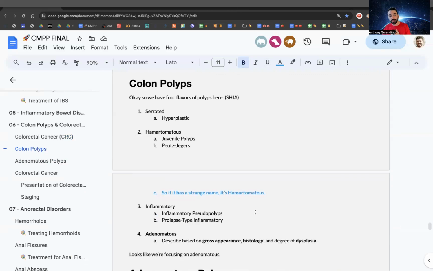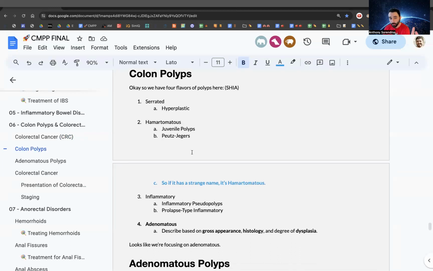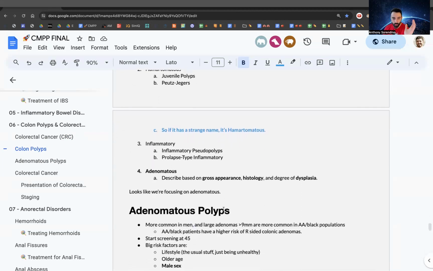All right, so colon polyps, there's 4 flavors here. They spell SHIA. So it's serrated, hamartomatous, inflammatory, and adenomatous. I know I'm saying those wrong. The hamartomatous ones have these weird names. It's juvenile polyps or Peutz-Jeghers. So if it has a strange name, it's going to be that one.